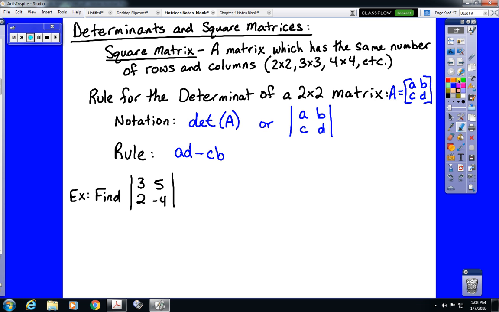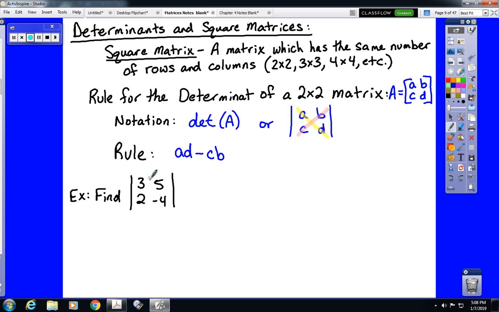Now, for later on, when we talk about a 3x3 matrix, what we're doing here is we're dealing with the downward diagonal and the upward diagonal. The one I highlighted with yellow is known as the positive diagonal, and the one I highlighted with pink is known as the negative diagonal. Hence, A times D minus C times B, because this is a negative diagonal.